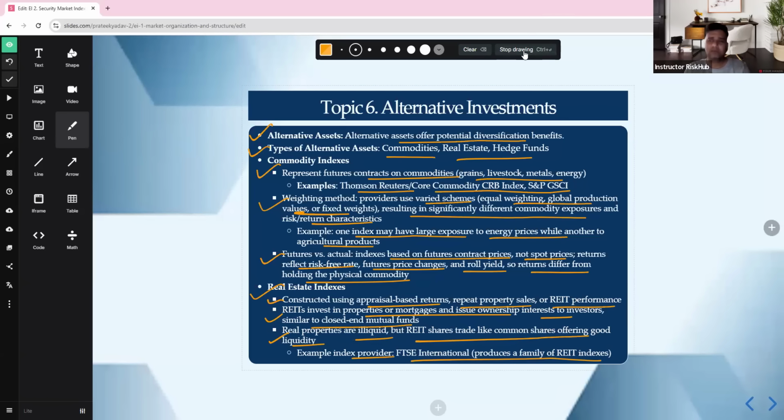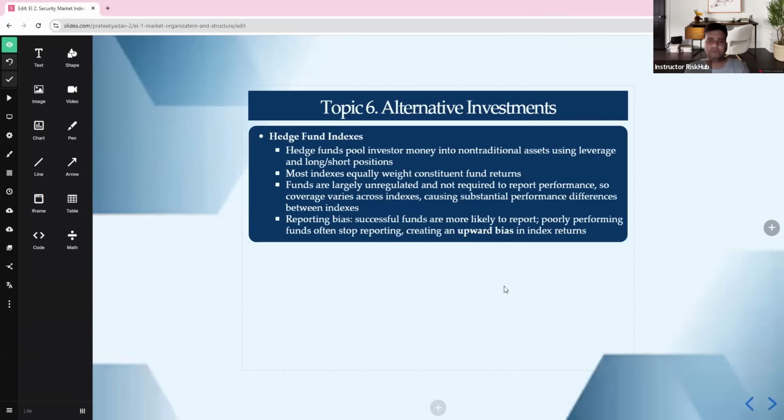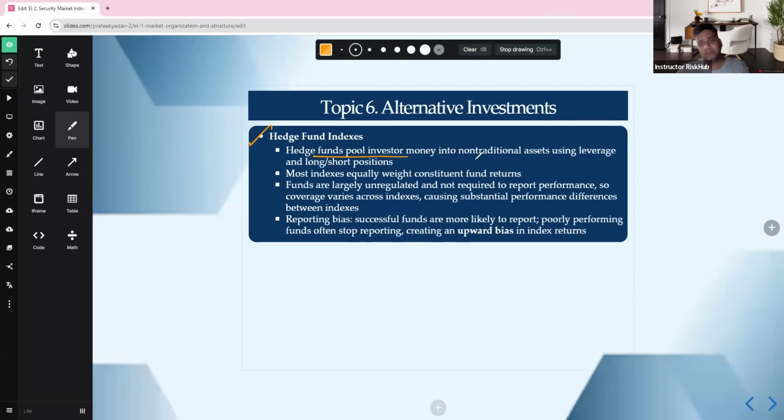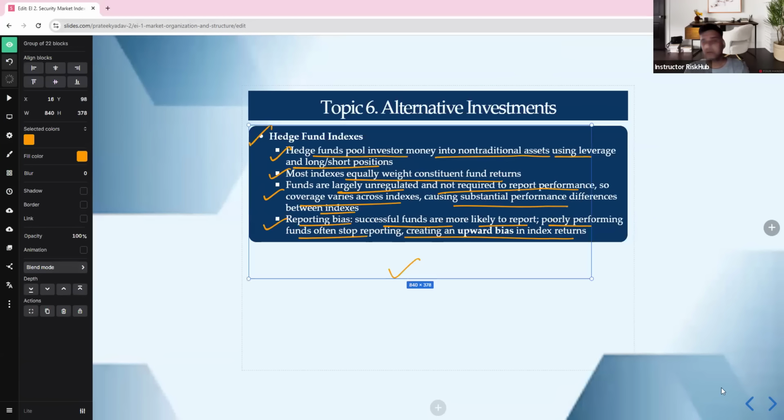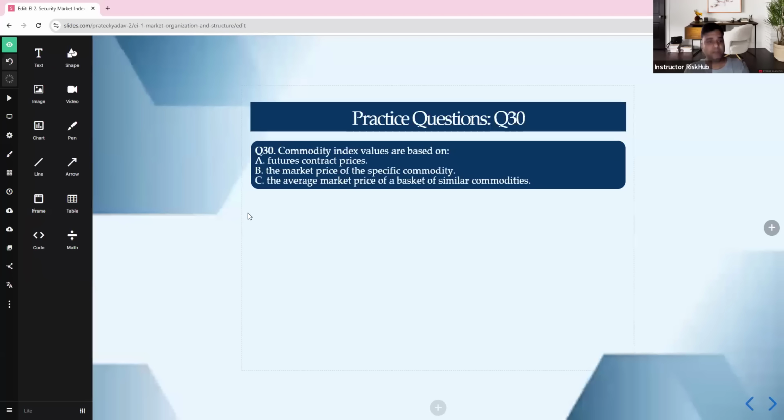So that is good. Then we move into hedge fund indexes, right? Hedge funds pool investors' money into non-traditional assets using leverage and long-short positions. Most indexes equally weight constituent fund returns, right? Funds are largely unregulated and not required to report performance, so coverage varies across indexes, causing substantial performance differences between indexes. Successful funds are more likely to report. Poorly performing funds often stop reporting, creating upward bias in the index, right? Okay, so that is what we have.